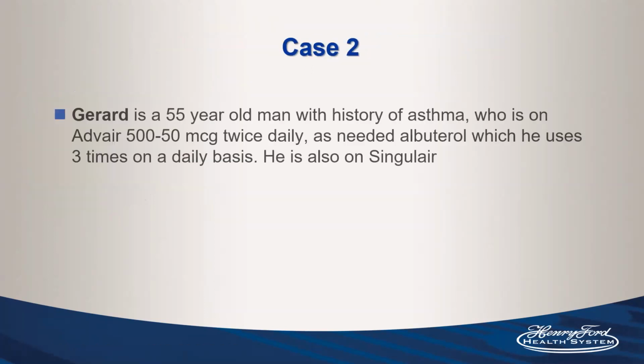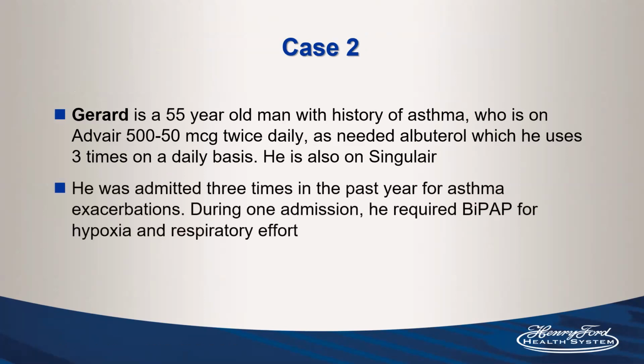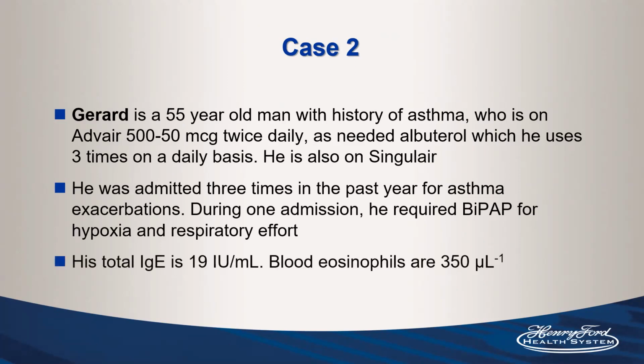Now, case 2. Gerard is a 55-year-old man, history of asthma. He's on Advair 550 micrograms twice daily, as needed albuterol, which he uses 3 times on a daily basis. He's also on Singulair. He was admitted 3 times in the past year for asthma exacerbations. During one admission, he required BiPAP for hypoxia and respiratory effort. His total IgE is 19 international units per milliliter. Blood eosinophils are 350 per microliter.